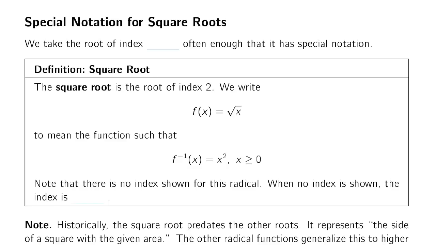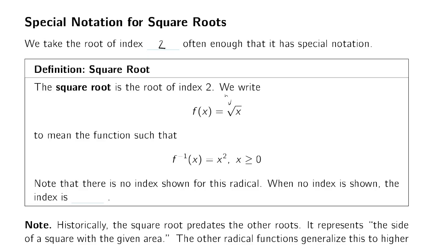As often happens when we introduce new notation, there is a specific type of root for which we have special notation. The root with index 2 is something we look at very frequently, and we use it often enough that it has a special name and a special notation. The square root is the root of index 2. That is, f of x is written as just the square root of x.